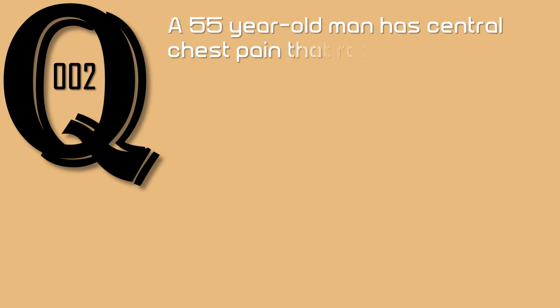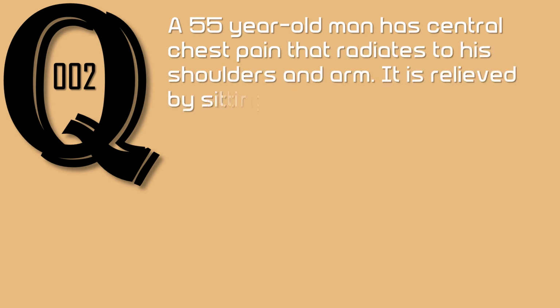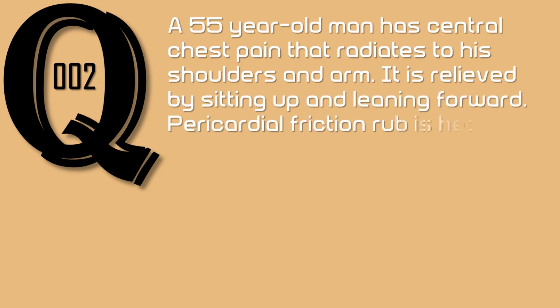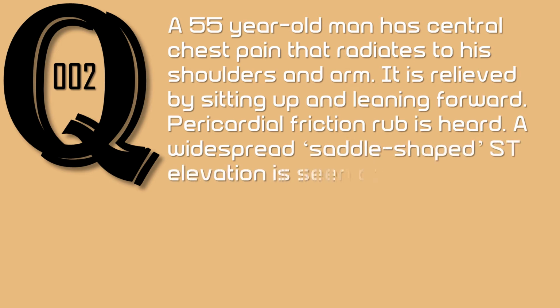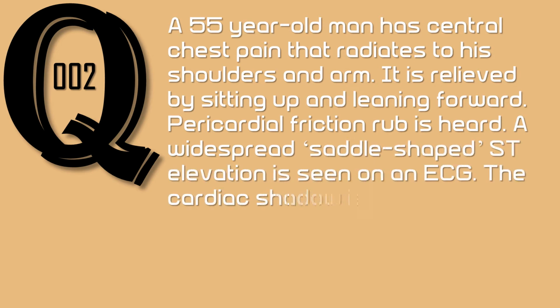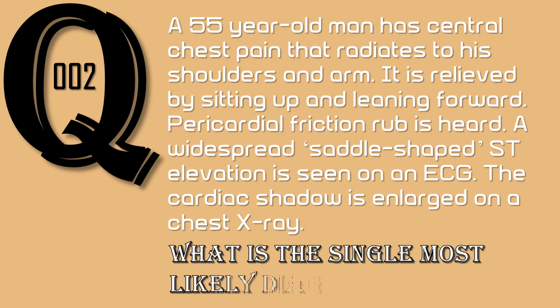Question number 2 asks: a 55-year-old man has central chest pain that radiates to his shoulders and arm. It is relieved by sitting up and leaning forward. Pericardial friction rub is heard. A widespread saddle-shaped ST elevation is seen on an ECG. The cardiac shadow is enlarged on a chest X-ray. What is the single most likely diagnosis?